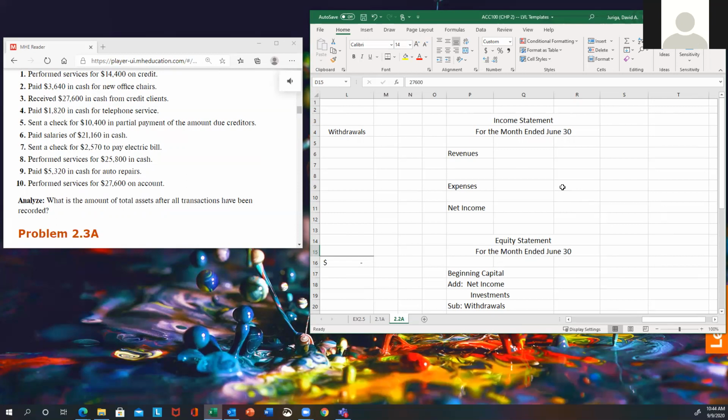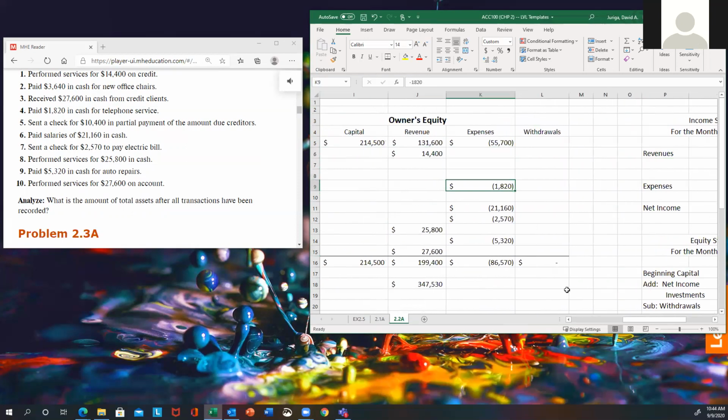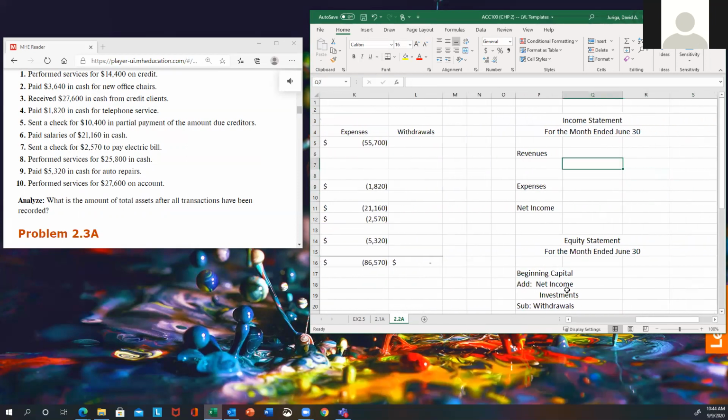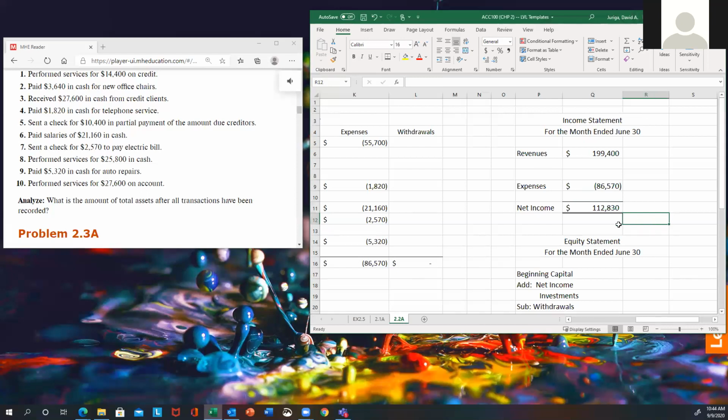I want to make sure you see what the net income is. So for revenues, it looks like we've got $199,400 revenue. And again, let me change my font, my formatting, so it's easier to look at. And expenses is a minus 86,570. If I move these, we've got net income right now of $112,830. Okay, so kind of bear with me. So that's your first financial statement.